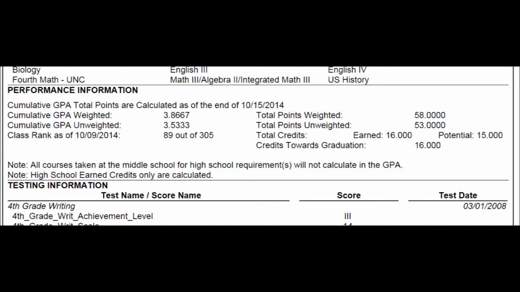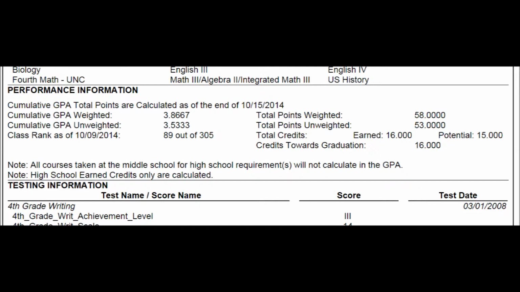Your total credits, your earned and potential: if you have passed all of your classes, then your earned should equal your potential credits. If you have not passed all of your classes, then your earned credits will be less than your potential. And then credits toward graduation, for most of you, will also equal your earned credits. Unless you've taken some credits in middle school, that number might fluctuate or be a little bit different. But for the most part, your earned credits and credits towards graduation will be the same.